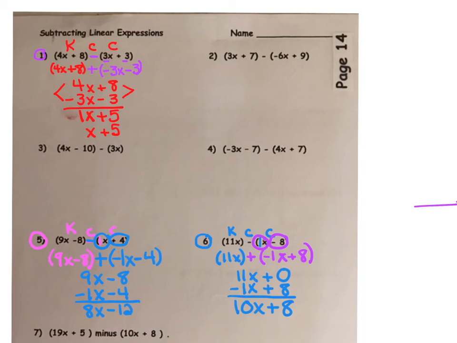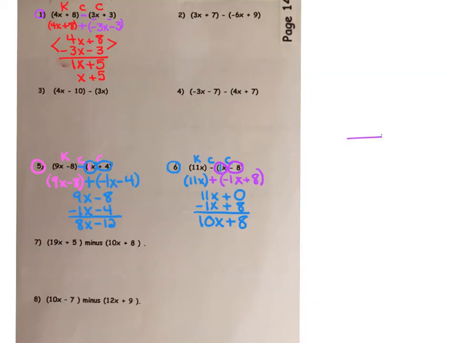Now, let's look at one more together on this page. Let's take a look at number 7. 19x plus 5 minus 10x plus 8. We know we have to KCC this subtraction problem. We need to rewrite it as 19x plus 5. And now subtraction becomes addition, and we flip each term to its opposite, a loss of 10x and a loss of 8.